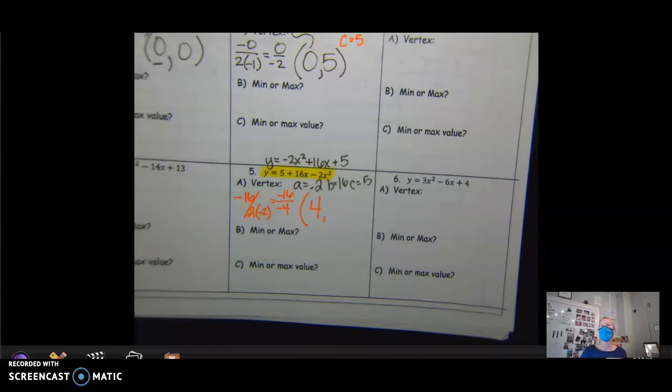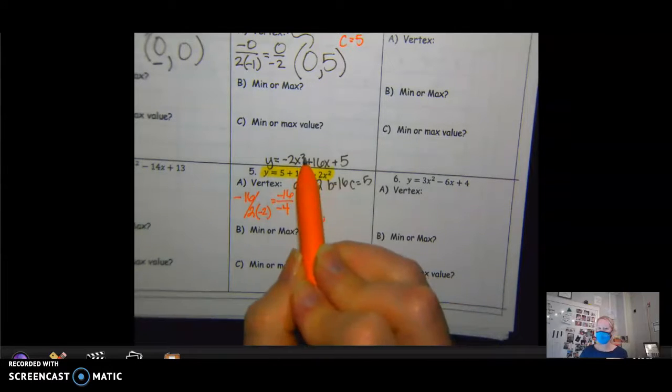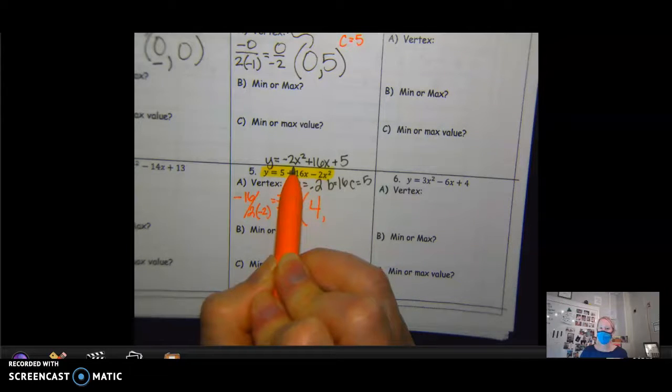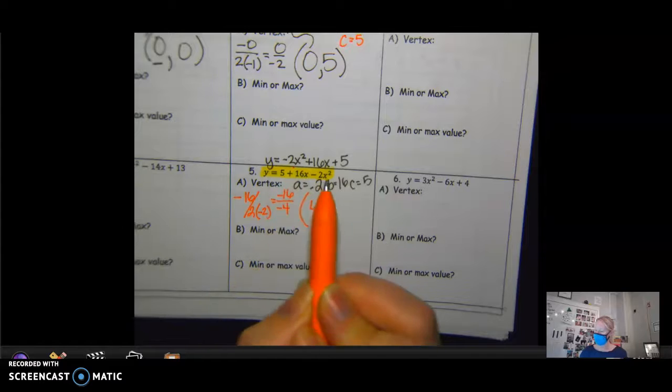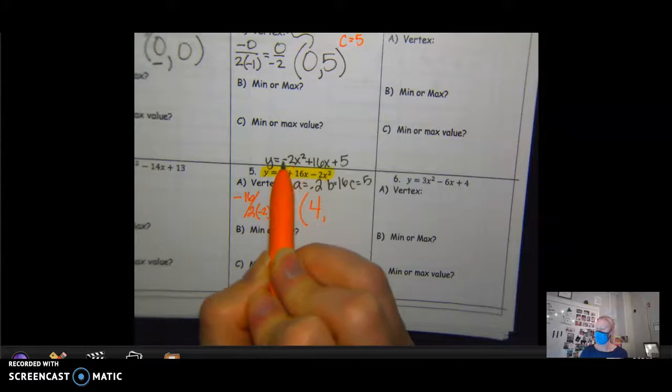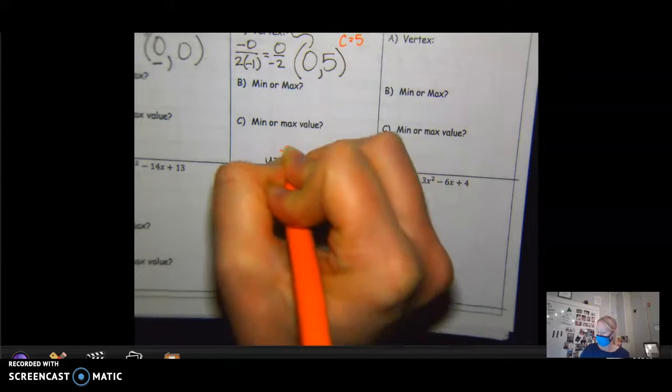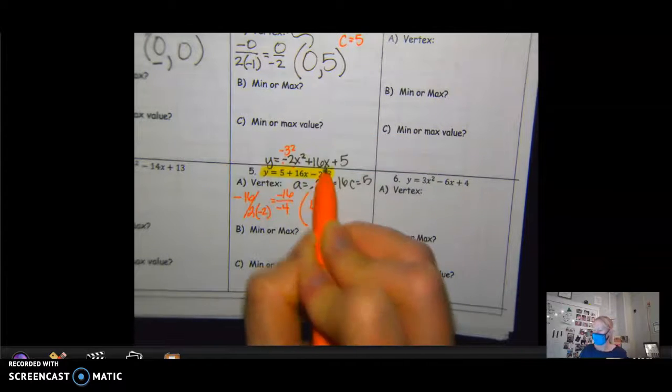How am I going to find my y value? Plug it into the x. You can go into either equation, it doesn't matter. So let's look at this. What is 4 squared? 16. What's 16 times -2? -32. What's 16 times 4?